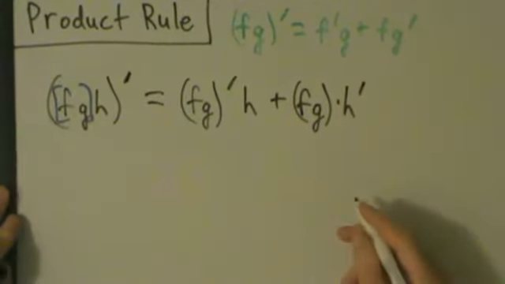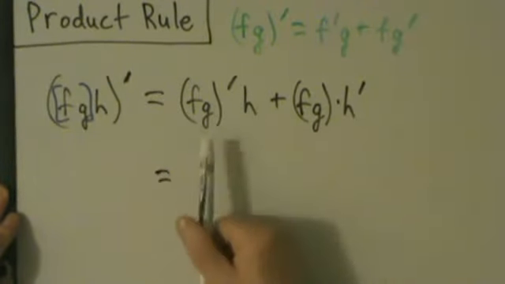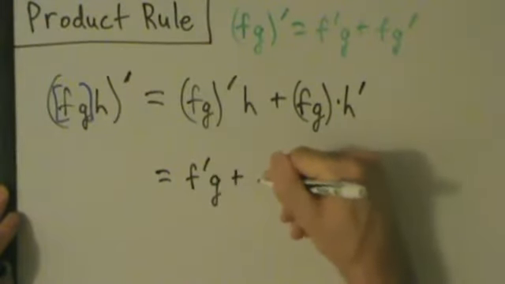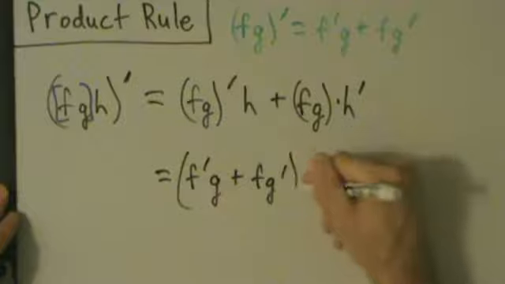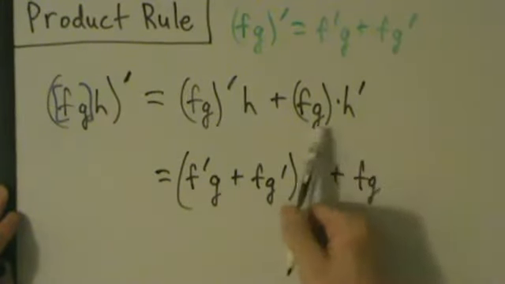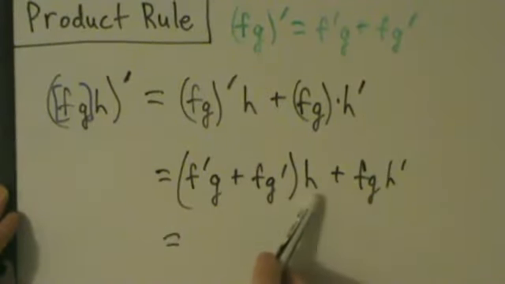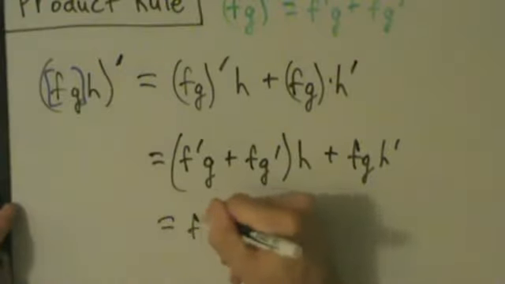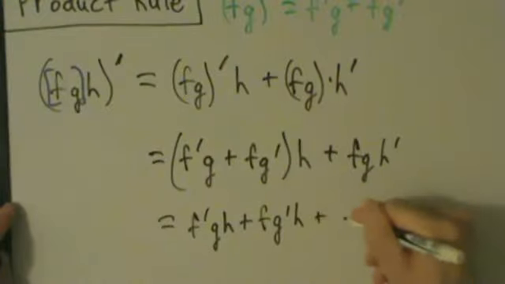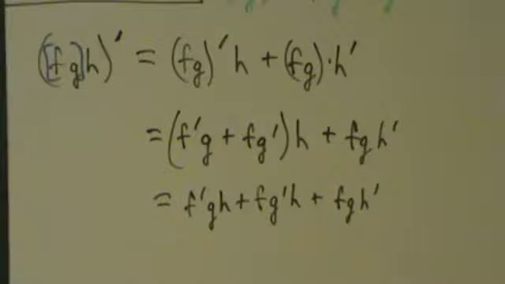Now for (fg) primed, we can just do the product rule again, and we're going to get f primed g plus fg primed, right? And then remember, all that's being multiplied by h. And then we have plus, we can drop these parentheses now, fgh primed. So when we distribute this h, we're going to get f primed g h plus fg primed h, and then plus fgh primed. So that's where the product rule for three factors comes from.